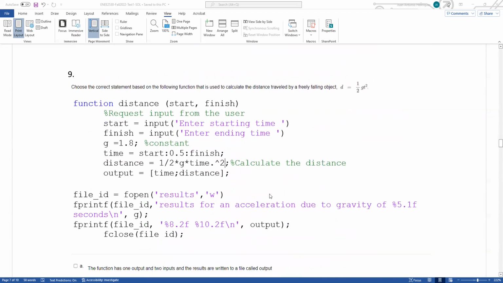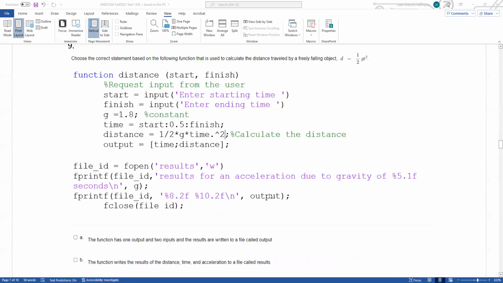The next question relates to this function, which we did in one of the lectures. You notice this function here is used to calculate the distance traveled by a freely falling object. And the function is giving you a constant gravity. So it's simply calculating this equation here, right? For different values of time. And it's giving you the distance.